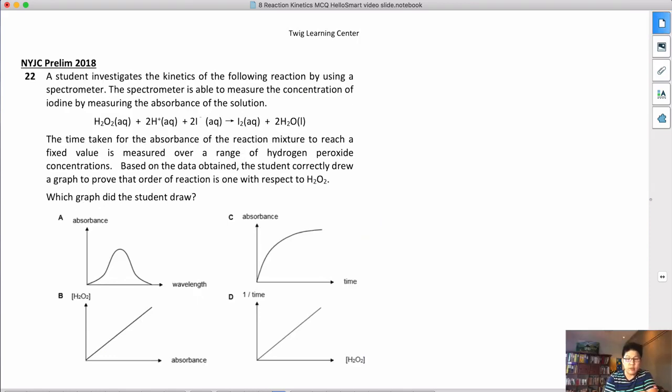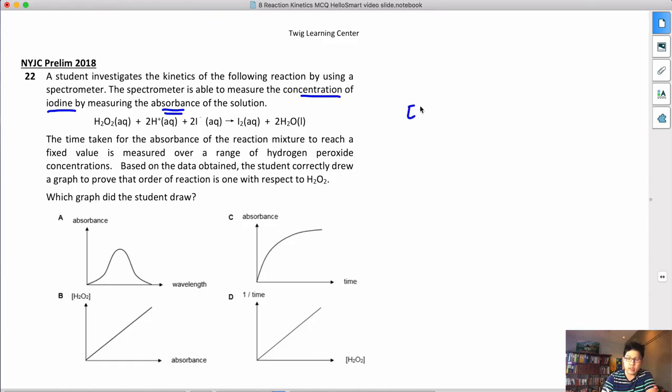Alright, okay, a student investigates the kinetics of the reaction by using a spectrometer. The spectrometer actually measures the concentration of iodine by measuring the absorbance. So the absorbance tells you the concentration of iodine. The time taken for the absorbance of the reaction to reach a fixed value is measured over a range of hydrogen peroxide concentrations.